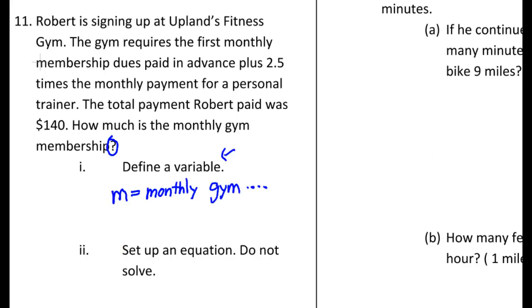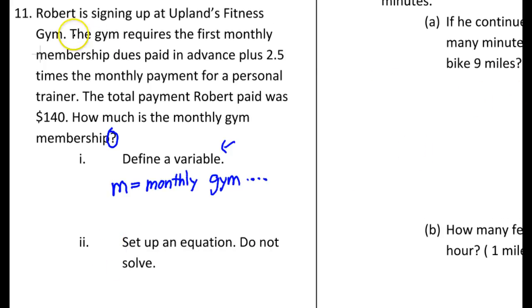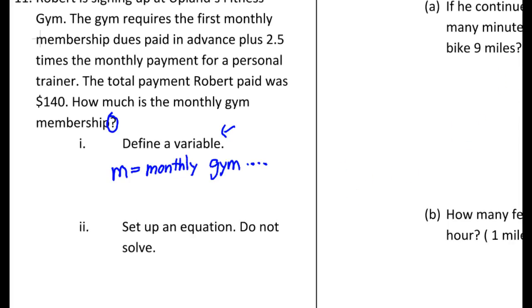Right, now we can write an equation. It says the gym membership requires first monthly membership dues paid in advance plus 2.5 times the monthly payment for a personal trainer. The total payment for Robert Page was $140. And again, how much is a monthly gym membership? Once we finish solving the equation, we'll have M left over, and that will be our answer. Now this one we're not actually going to solve, but we could.